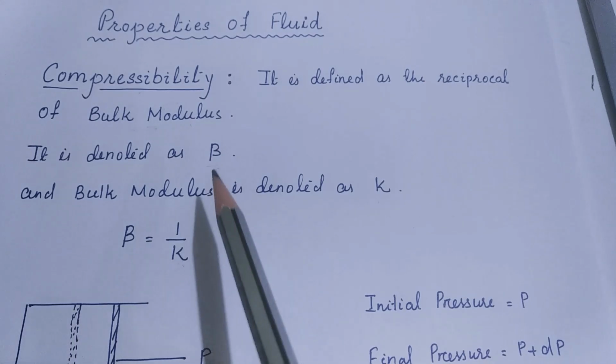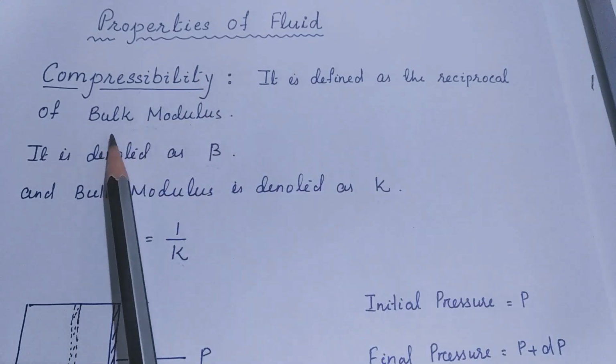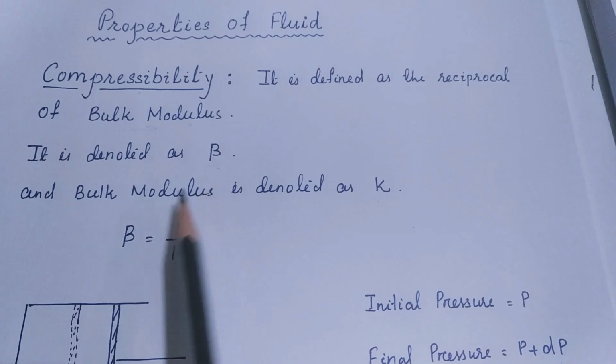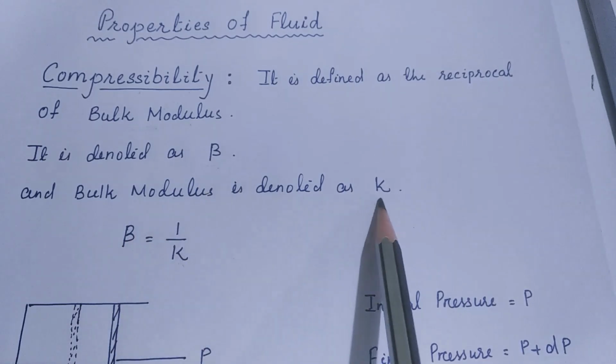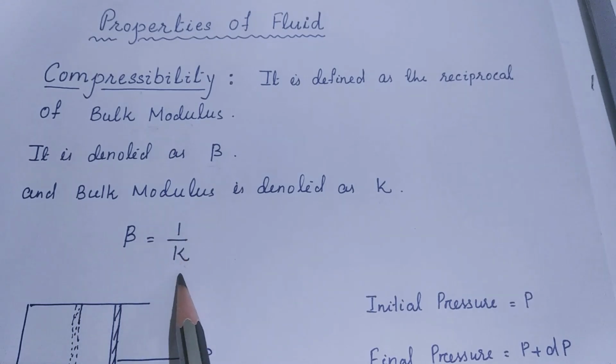Let's start with the definition of compressibility. It is defined as the reciprocal of bulk modulus. Compressibility is denoted as beta and bulk modulus is denoted as K. So from the definition we can say beta equals 1 by K.